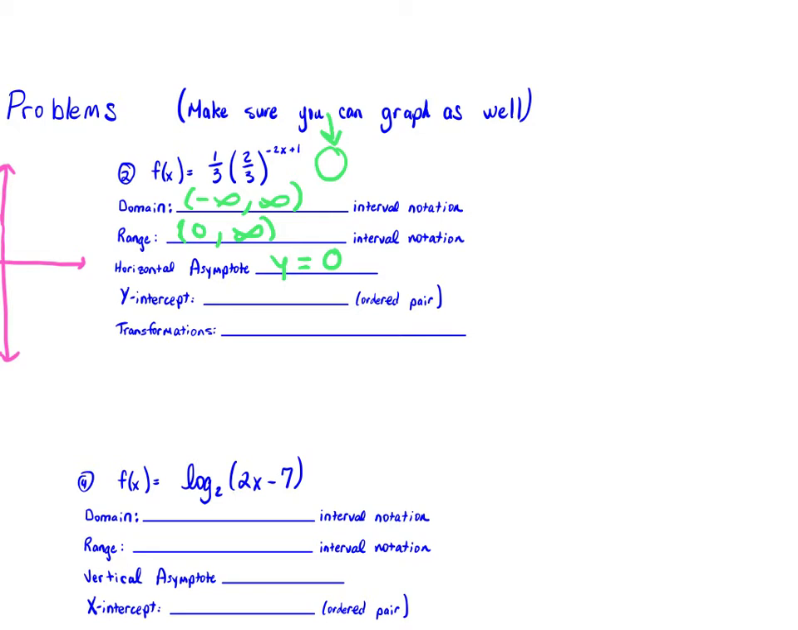How do we find our y-intercept? Plug in 0 to x. So we have 1/3 times 2/3 raised to the -2 times 0 plus 1. So this is 1/3 times 2/3 to the power of 1.